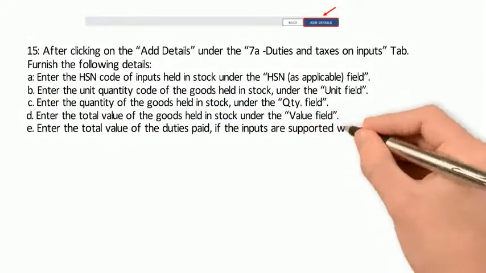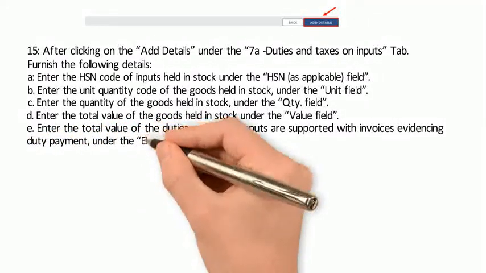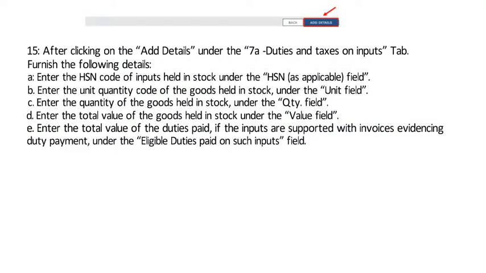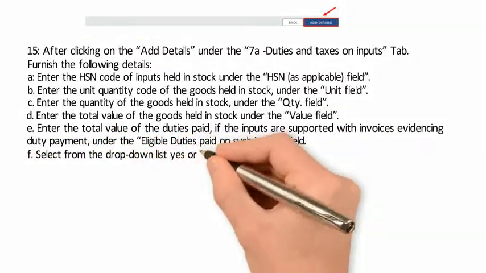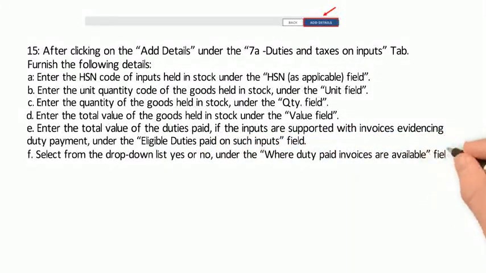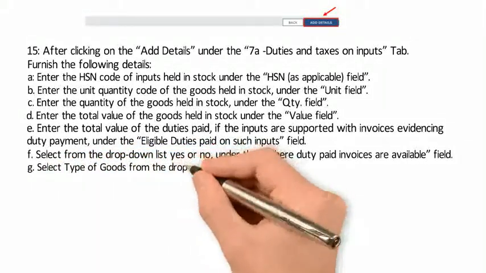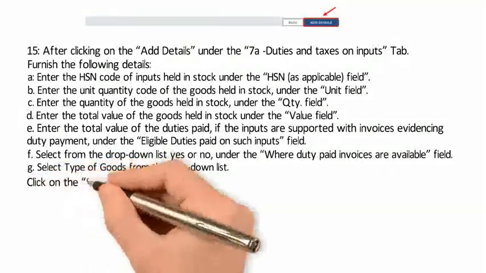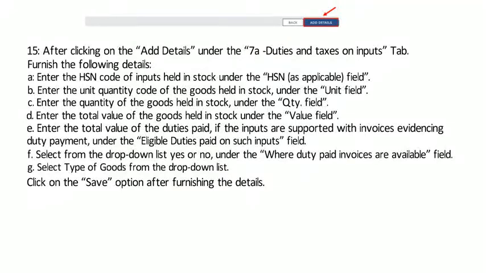E. Enter the total value of the duties paid, if the inputs are supported with invoices evidencing duty payment, under the eligible duties paid on such inputs field. F. Select from the drop-down list Yes or No, under the Where Duty Paid Invoices Are Available field. G. Select Type of Goods from the drop-down list. Click on the Save option after furnishing the details.